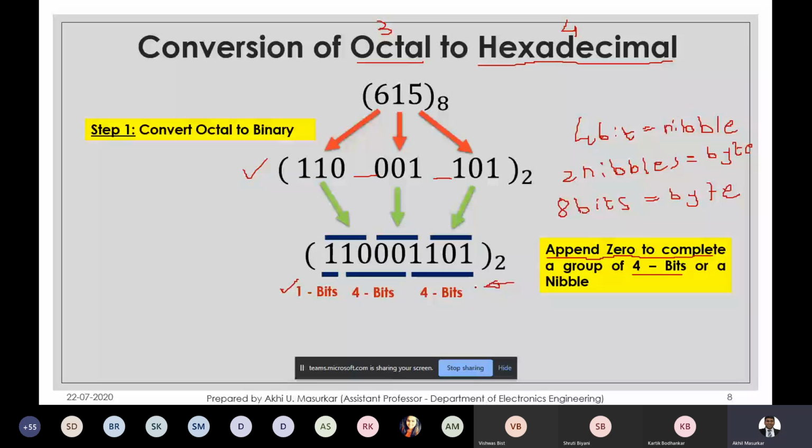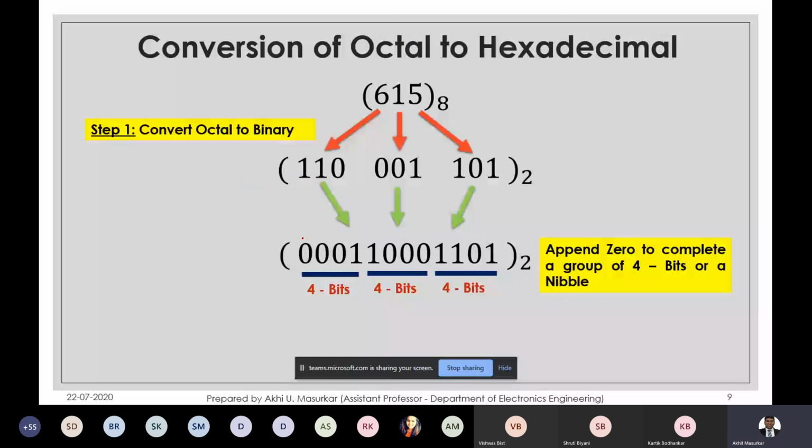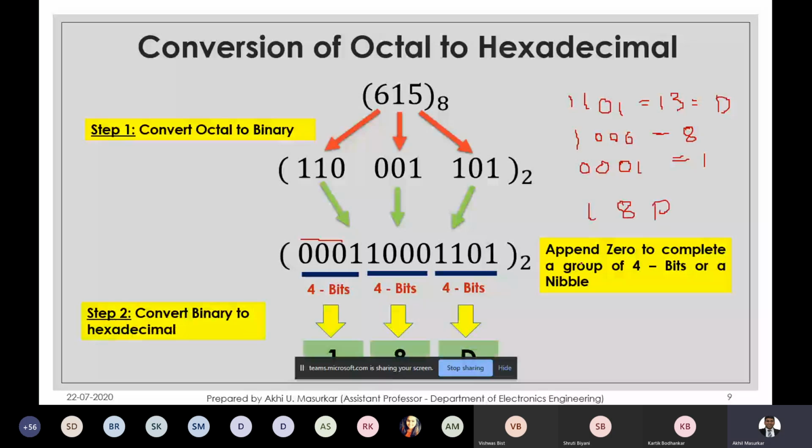So what I have done, I appended these 3 zeros and completed this 4-bit grouping. Now I am ready to convert 1101 to hex. So 1101 is going to be 13 and 13 is B. 1000 is 8. 0001 is 1. So somewhere you are expecting 18B. You can see here that we have 18B.